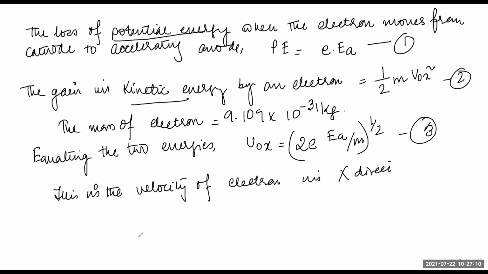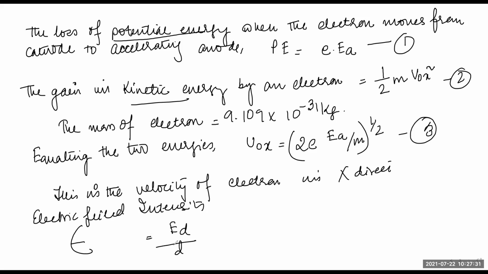From here we can write another thing, the electric field intensity in the y direction. We take the electric field intensity as epsilon. We can also write it as ED divided by d. ED, I told you, is the potential between the deflecting plates, and small d is the distance between the deflecting plates. This is important. This is equation 4, which we have to keep in mind.